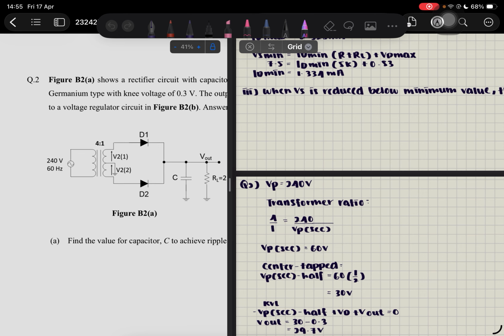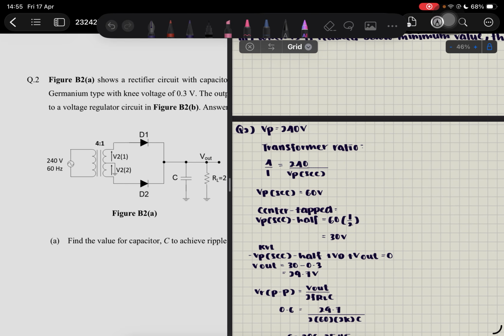Now this is a VP here, primary, and we can find the V secondary by using the ratio given. So here we got the VP for secondary is 60 volt. Now we need the center tap, so we halve it with 1/2. So we get 30 volt.